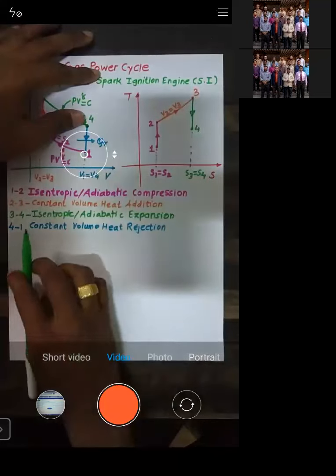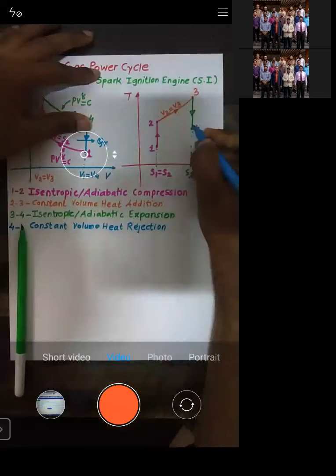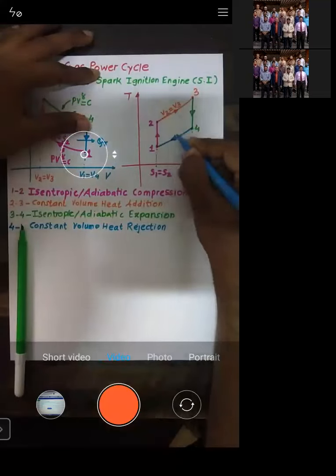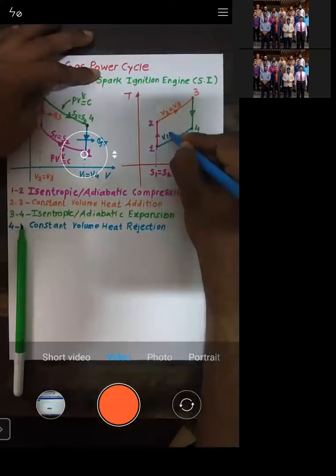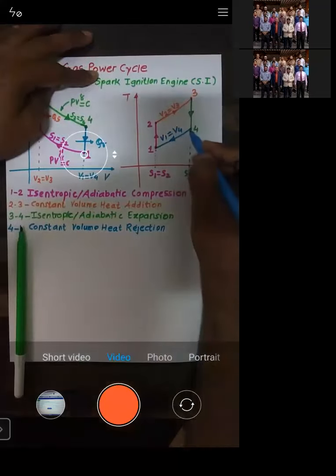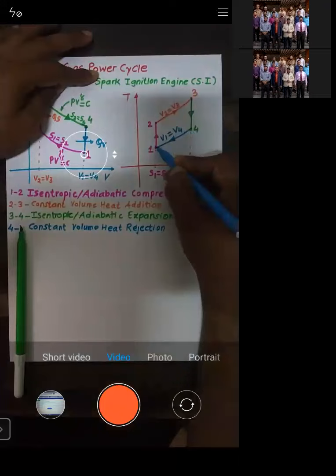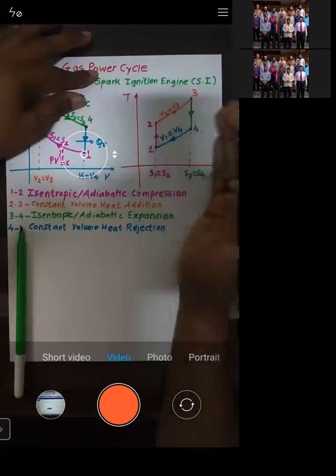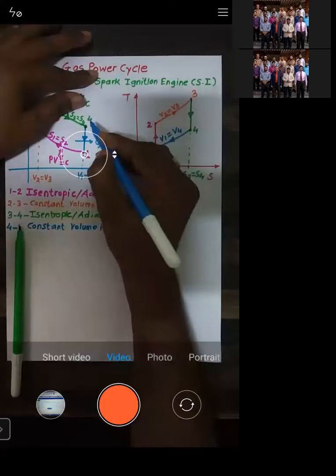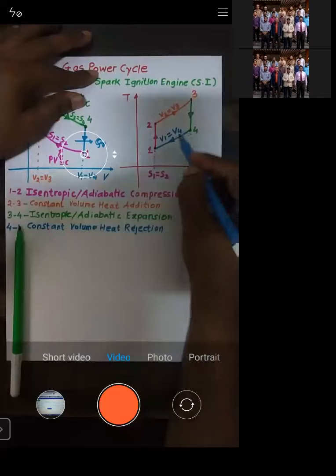So when we reject the heat, what happens during this process 4 to 1? Volume is held constant. So you will get this line, which is passing through point number 1, along which the volume is constant. From point number 4, we will move on the left hand side. The reason is we are rejecting the heat, so temperature has to decrease and entropy also has to decrease. When we move from 4 to 1, we are rejecting the heat, right? So temperature as well as entropy has to decrease. That's why we are moving down.